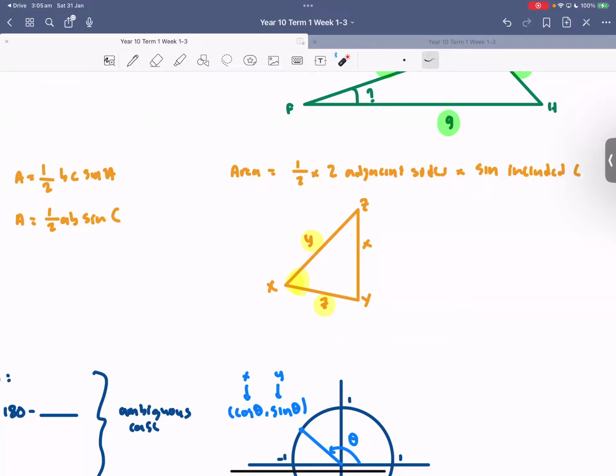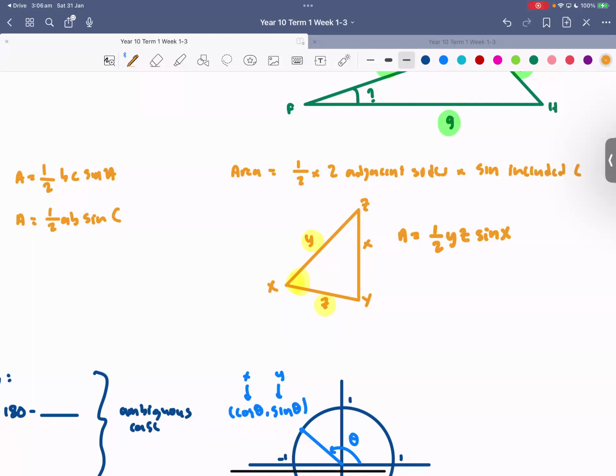All right, so Sarah, give me one way to work out the area of this triangle. Give me one formula for the area of the triangle. Half y times z, yes? Sine x, excellent. That would be the area of the triangle, guys. Half y times z sine x, because that's the formula. Half times the 2 sides times sine of the angle in between.